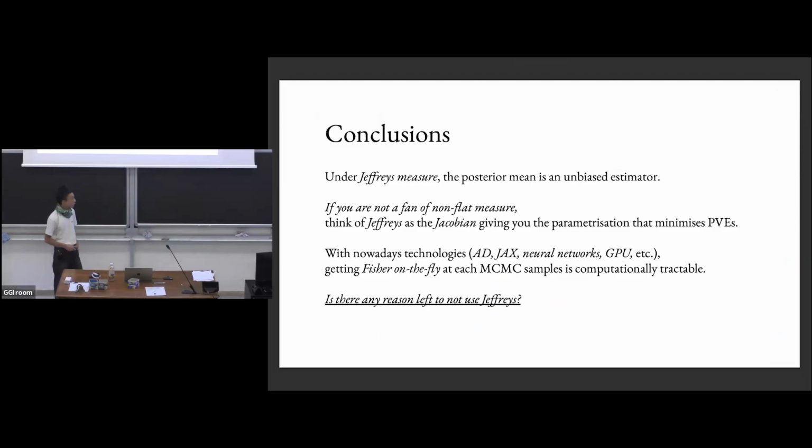Okay, so here are my conclusions. We have found that under Jeffreys measure, the posterior mean is an unbiased estimator at first order in Laplace. Now, if you're not a fan of non-flat measure, you can really think of Jeffreys as the Jacobian that brings you to the parametrization that minimizes prior volume effects. And I would just like to add that, as we have shown, with nowadays technologies, getting the Fisher on the fly at each MCMC sample is computationally tractable. So the question I'm asking is: is there any reason left to not use Jeffreys?